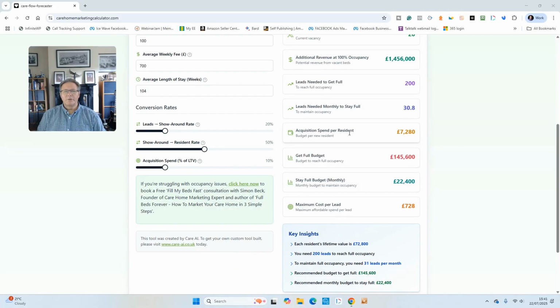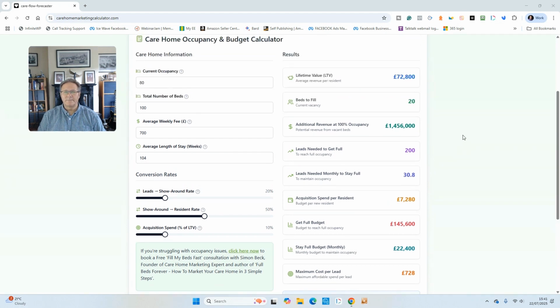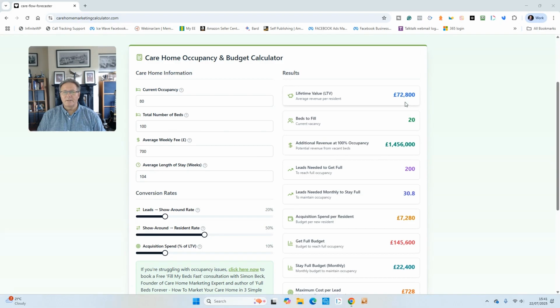The acquisition spend per resident is a fancy way of saying how much are you prepared to spend in order to acquire a resident. So in this case, looking at this, we know that our residents are worth £72,800 to the business. So how much of that am I prepared to put into my budget in order to be able to get that resident?